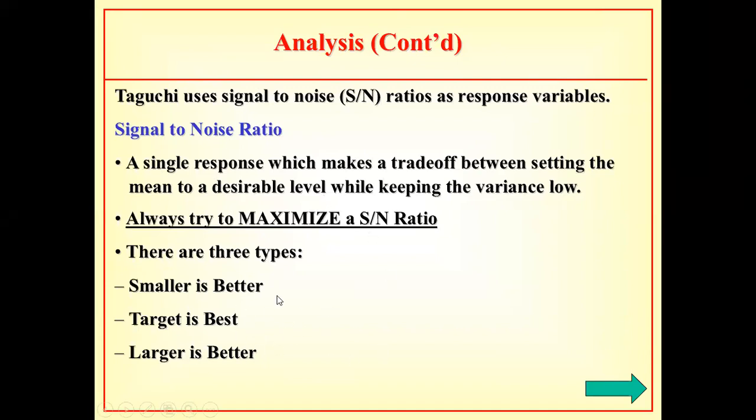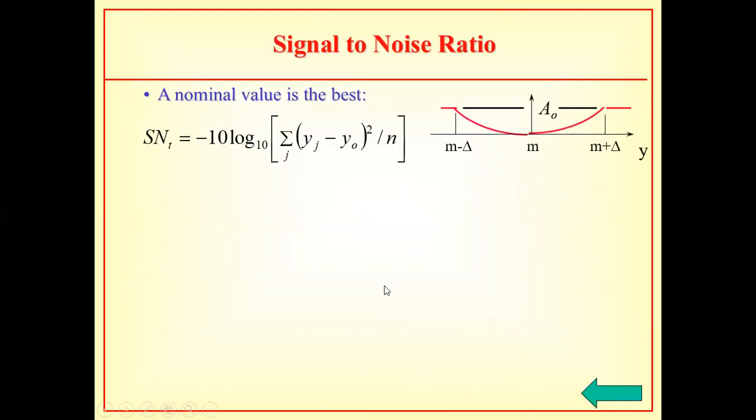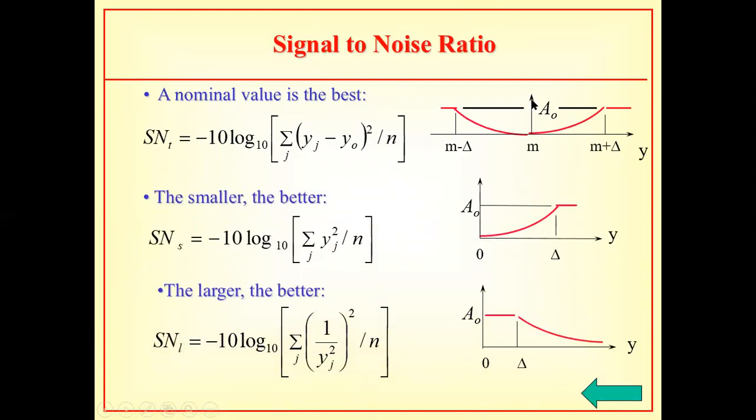There are various mathematical equations he has provided depending upon the type of characteristics. Suppose surface roughness, it is smaller the better. So you should know what characteristics you want to optimize, whether smaller the better, larger the better, or target the better. Only one thing always remember: whatever the type of characteristics, you have to maximize this ratio. Now the question comes, how to get the data. First you understand which characteristics you are talking about, then you can use the corresponding equation and find out the data.